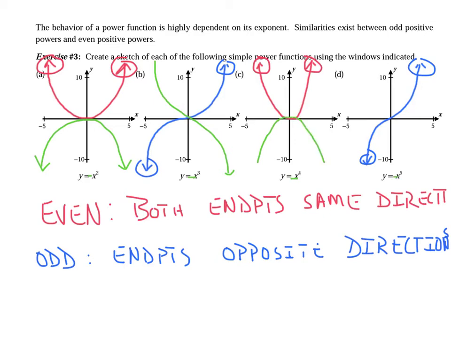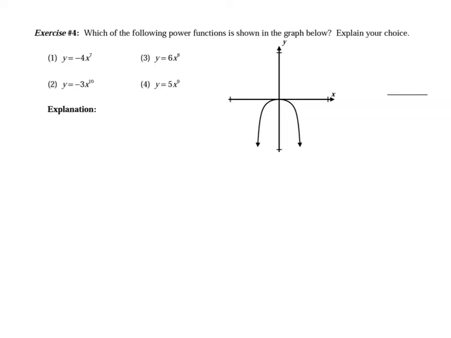If I negated x to the 5th, again, it would kind of turn it upside down, so to speak. So here's a great multiple choice question, and we're going to answer it pretty quickly. They said, which of the following power functions is shown in the graph below? And of course, you could grab your calculator and type in each individual function until you got a picture that looked just like this one.